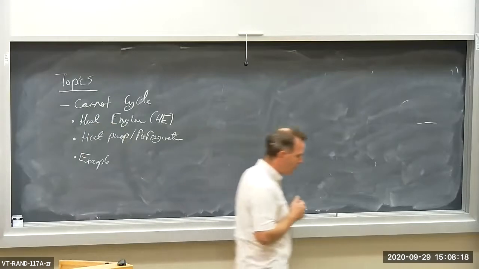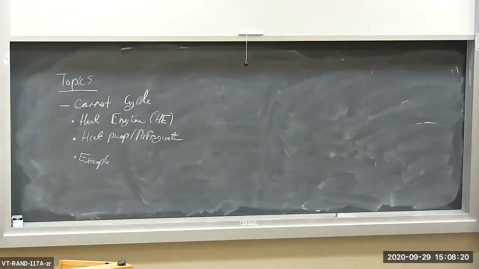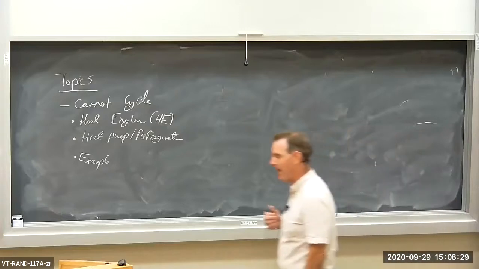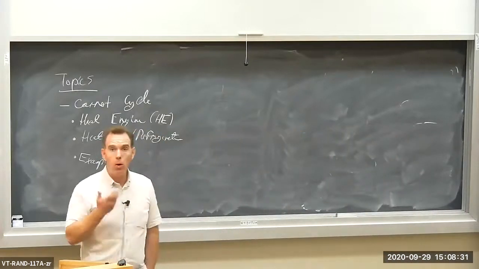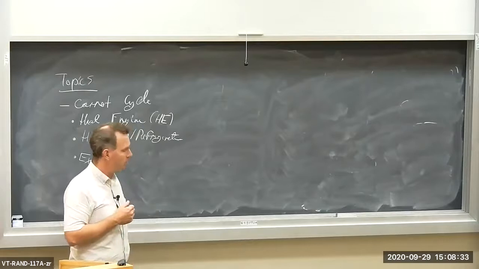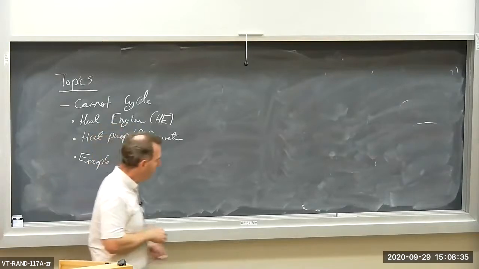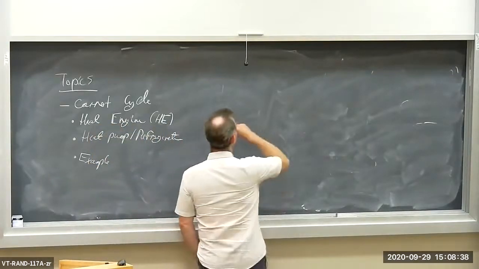Let's take some of the concepts we've learned about reversible versus irreversible processes, and let's apply this to developing a cycle that operates reversibly and therefore produces the maximum power or has the maximum coefficient of performance. Okay? So let's look at the following.